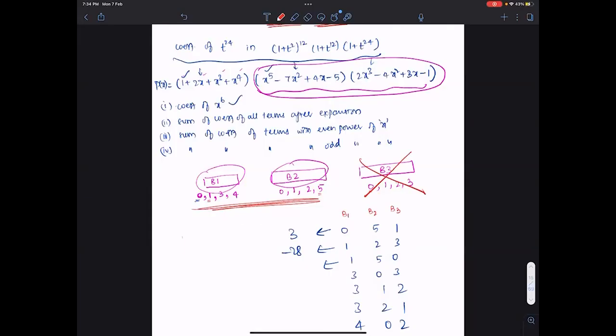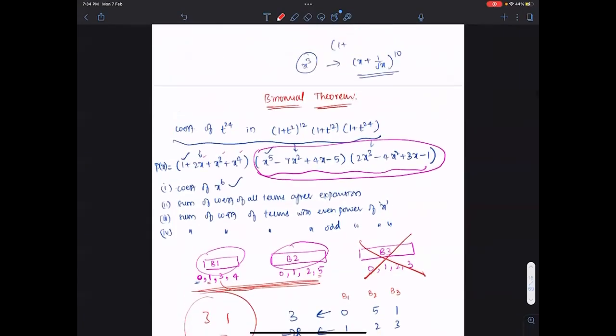1 plus 3, 3 is not there. 3 plus 1, so 3, 1 is one possibility. 4, 0, only two multiplications we are getting. Okay. Now coming to this question, what is there?